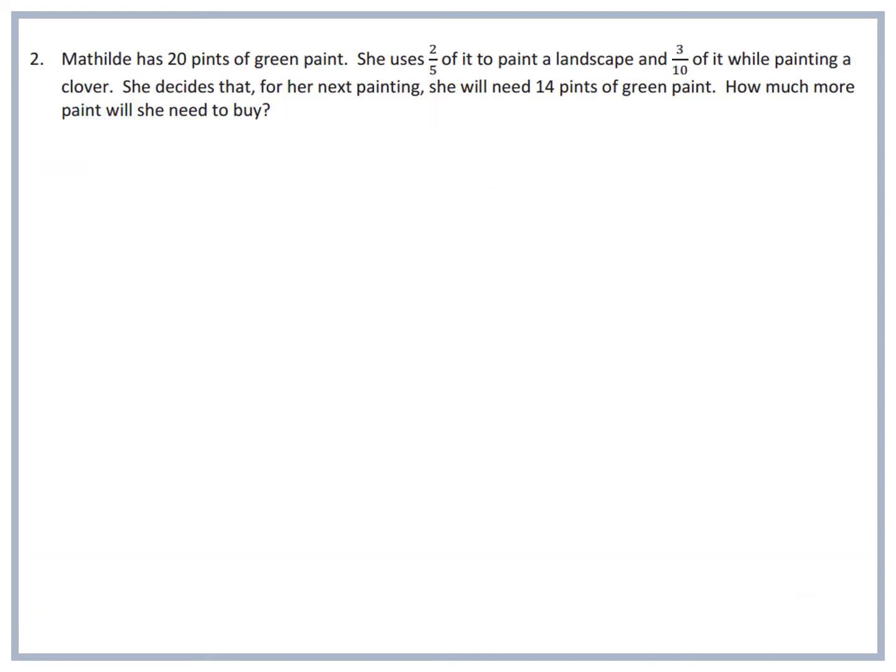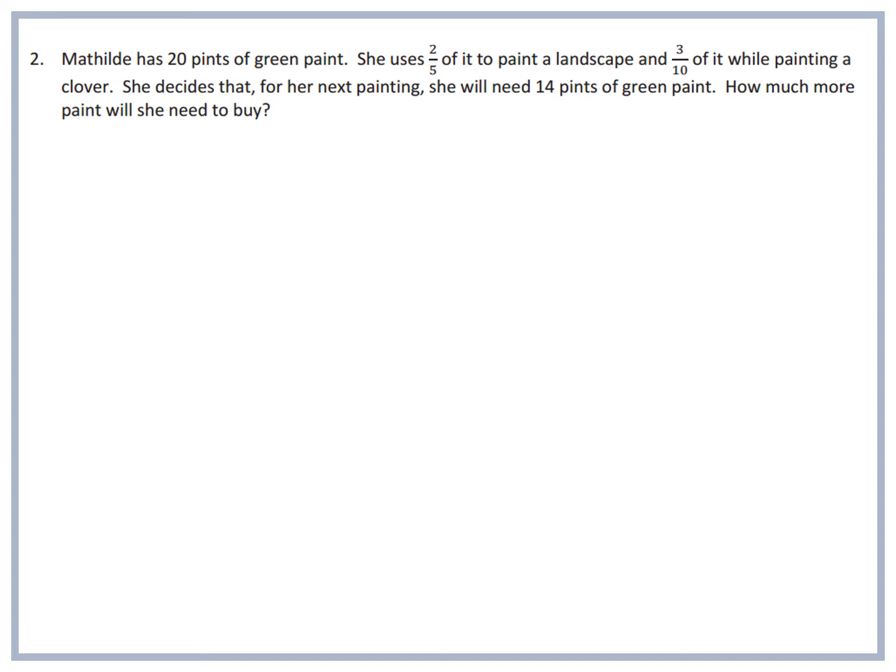Number 2. Mathilde has 20 pints of green paint. She uses 2/5 of it to paint a landscape and 3/10 of it while painting a clover. She decides that for her next painting she will need 14 pints of green paint. How much more paint will she need to buy?